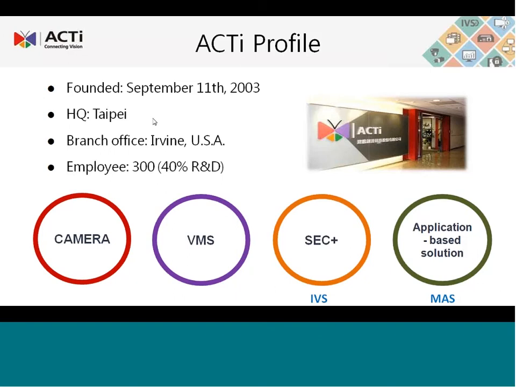And here I categorize ACTi offerings into four sectors. First one is camera, second is VMS, and third one I call Security Plus, and in the company we name it IVS. Why do we use Security Plus? Because it has active notification to the security guard when something happens. And also today we will spend more time on the application-based solution, which is called MAS, and we will explain it in more detail and give you some examples so that you will have more ideas about what application-based solutions are.